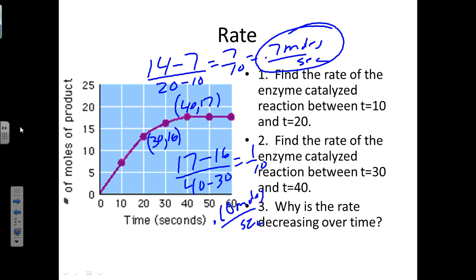Easy math. There's almost always a question on the AP exam with a graph, and it'll say find the rate of this reaction. It's almost always there. Find the slope. Change in y over change in x.